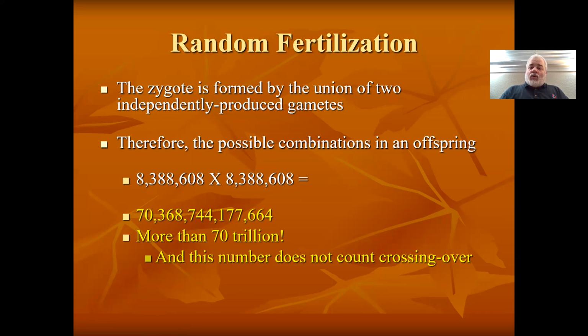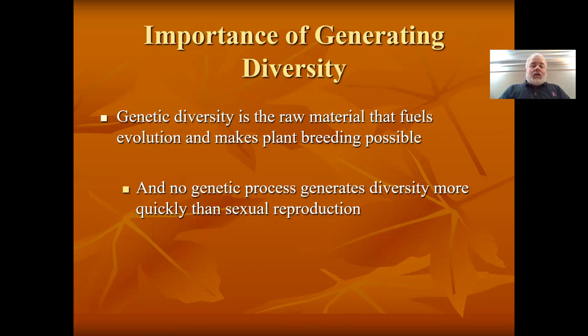But hidden within those wolves is tremendous variation that, over evolutionary time or under selection pressure, you can move those populations in huge directions. You can move wolves to chihuahuas. You can move some weed into broccoli. So genetic diversity is the raw material that fuels evolution and makes plant breeding possible. And no genetic process generates diversity more quickly than sexual reproduction.